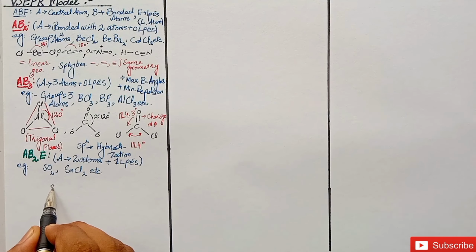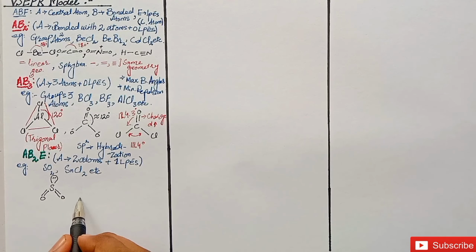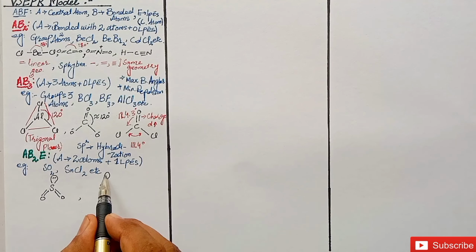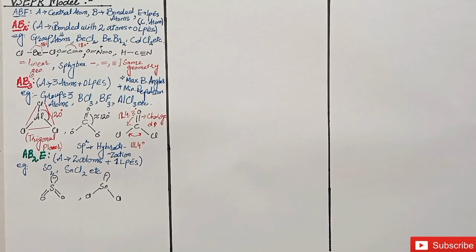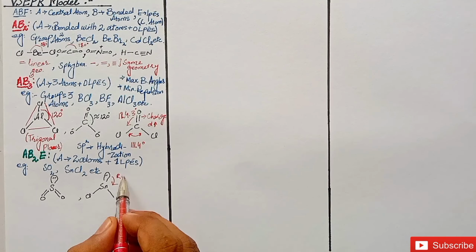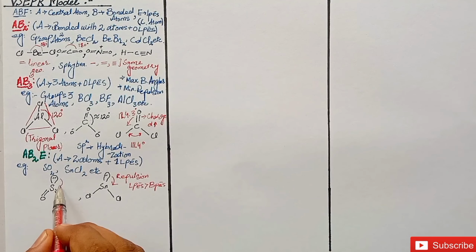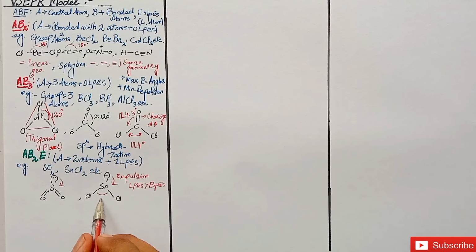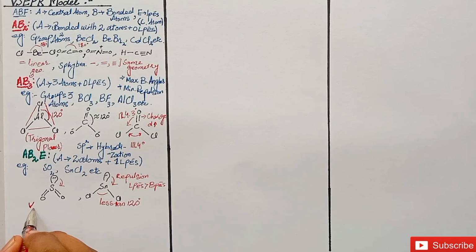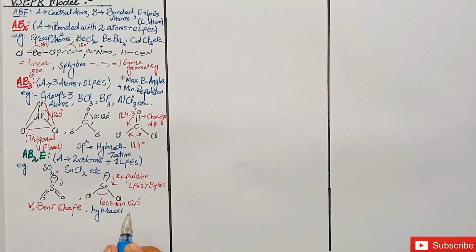This is the geometry of sulfur dioxide and the SnCl2 molecule. Here the central atom has one lone pair electron and is bonded with two other atoms, so these belong to the AB2E system. As the lone pair electron causes greater repulsion compared to bond pair electrons, the bond angle decreases and is less than 120 degrees. The electronic geometry of these molecules is trigonal, but the geometry of the molecules is bent or V shaped. And the central atom in this system is also sp2 hybridized.